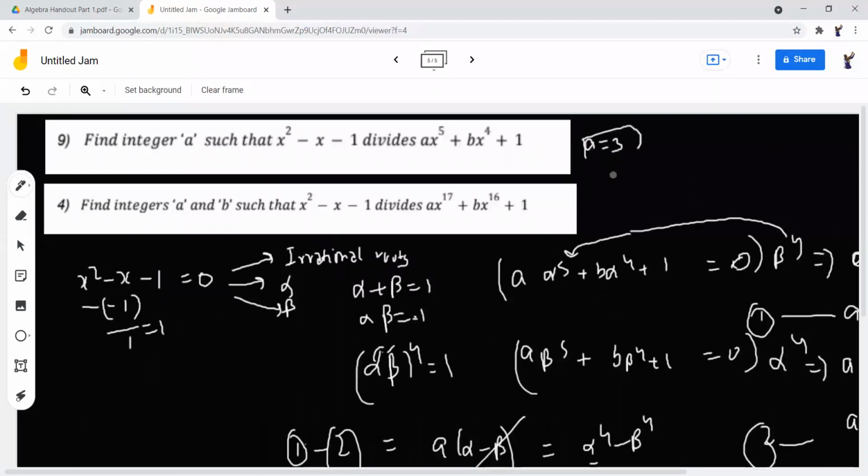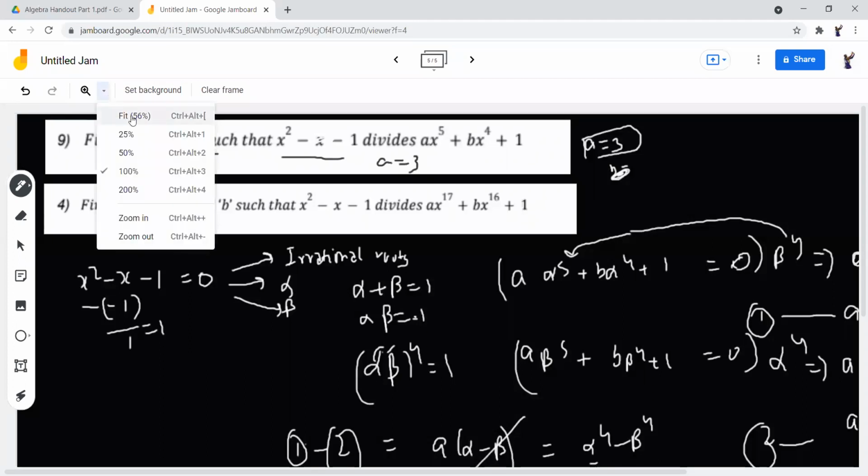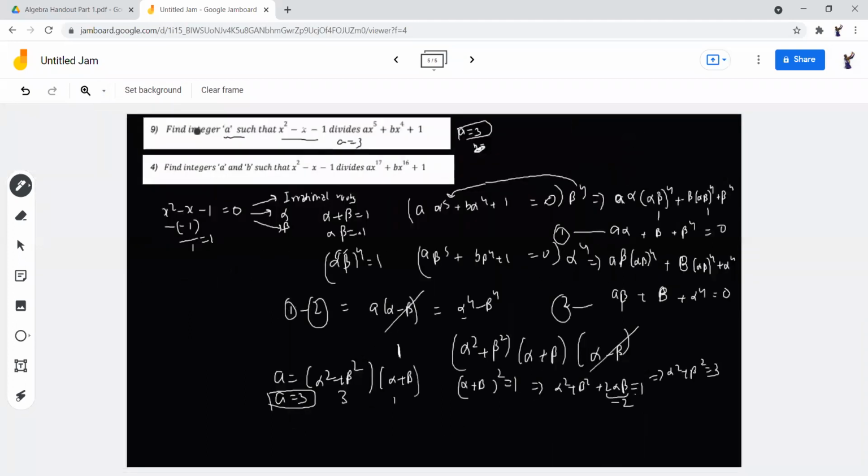And similarly, if I solve for b, I get it. In the question, they're only asking for a. So I think that's it. We have found a for this one. We have solved a. We have got a equals to 3. And please solve the fourth question now. We have solved the ninth.